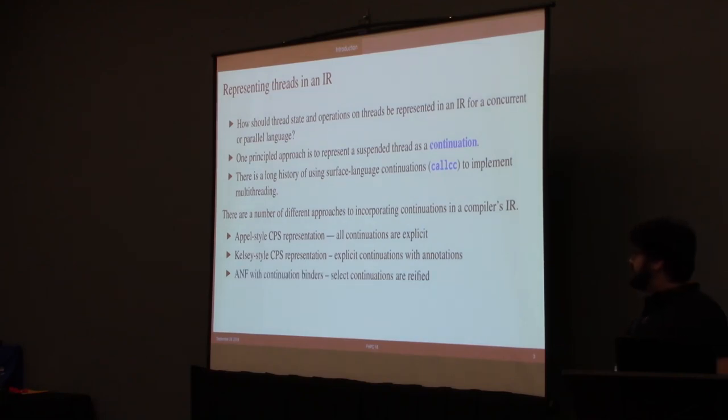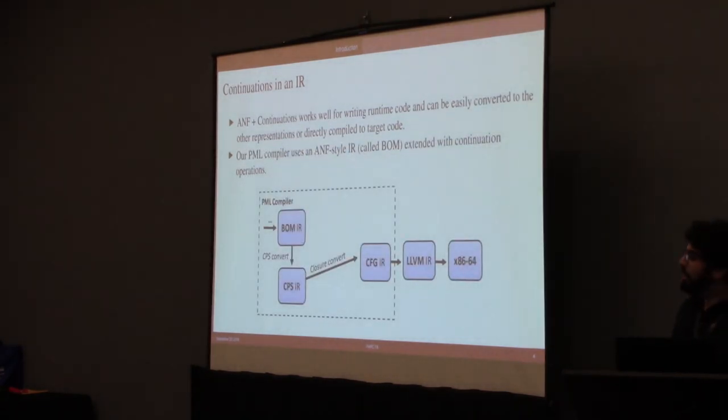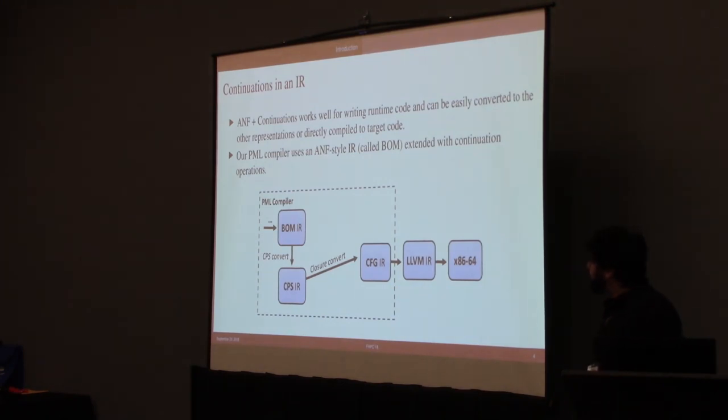Or we could just have ANF, A-normal form, the more standard intermediate representation you see in functional compilers, but with continuation binders for only the select continuations you care to add. Okay? We're using ANF plus continuation binders. It's a lot easier to write runtime system code if you're in an ANF form than using all CPS-based code.